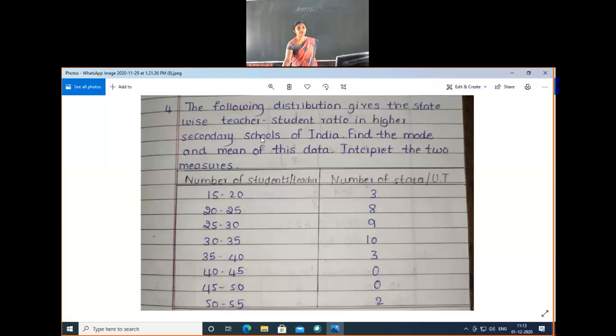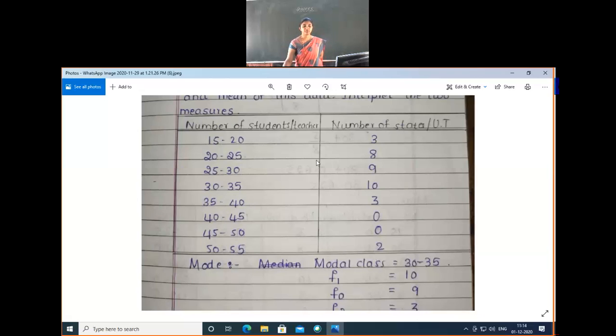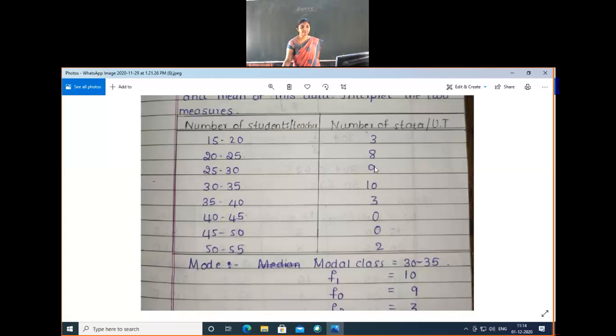Next, the fourth question. The following distribution gives the state-wise teacher-student ratio in higher secondary schools of India. Find the mode and mean of this data, and interpret the two measures. First, mode. Here we have the student-teacher ratio and the number of states: 3, 8, 9, 10, 3, 0, 0, 2. Which is the highest frequency here? 10 is the highest frequency.